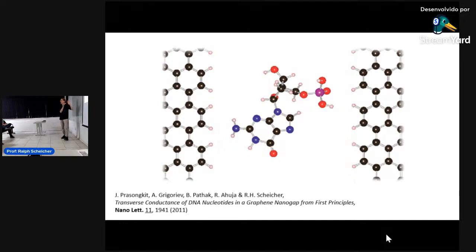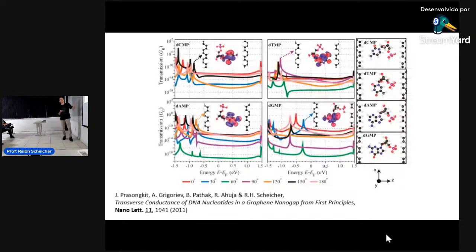So here we didn't do any molecular dynamics simulations. We just did static calculations. We put the 4 different nucleotides in this graphene nanogap and rotate them around only for different angles. But for frozen angles, then we calculated the probability for the electrons to make it from the left electrode to the right electrode. And then the results look something like this.